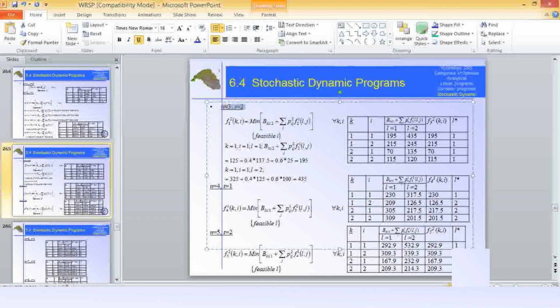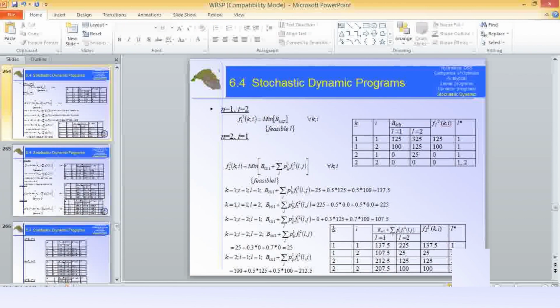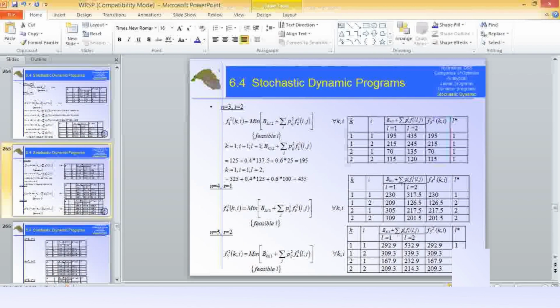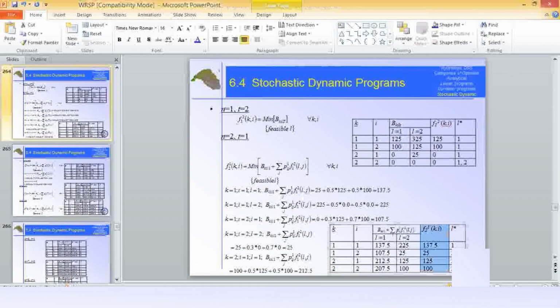Similarly, we finish that, then we fill this table. In filling this table, we depend on the previous table. We are going to use values from here. When we compute F23, we use the values from the immediate predecessor table, these values here. And then we finish and go to the next one.